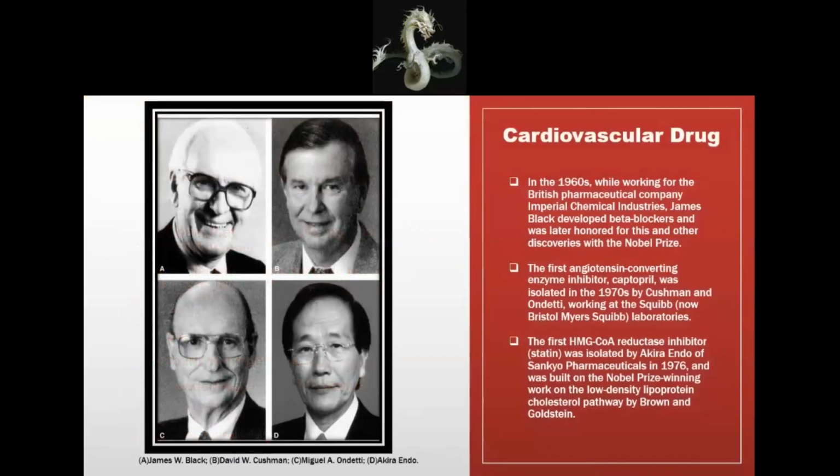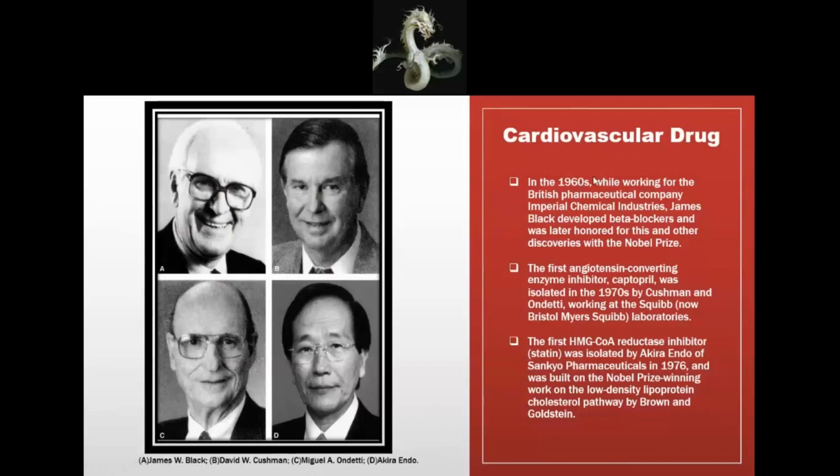So let's talk about some of the famous cardiologists in history. This is the picture here. As you can see, it has been labeled as A, B, C, D. A is James W. Black, B is David W. Cushman, C is Miguel A. Ondetti, and D is Akira Endo.